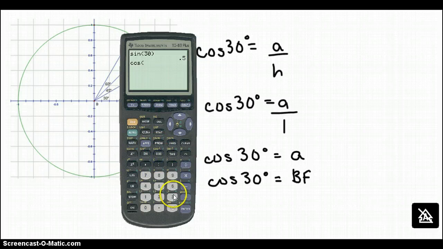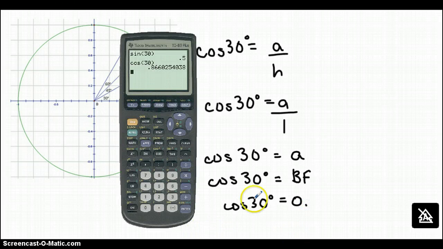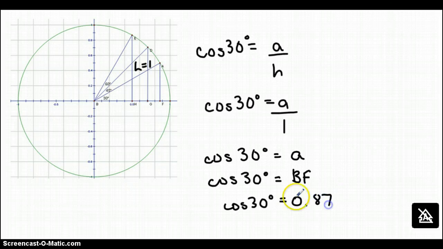Now cos of 30 is equal to approximately 0.86, I believe I saw. 0.87 if we round it off to 2 decimal places. So that's approximately, which means that BF is also equal to 0.87. If we check that, if we go to coordinate F, because that's the one we're looking for, 0.5 is right here, 1 is right here, so 0.87 looks like it could make sense.